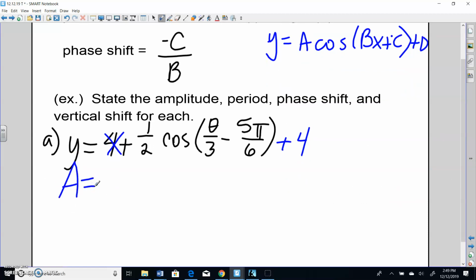Amplitude is what's being multiplied by the function. What's the coefficient of our cosine function in this case? It's a half, right? Are we going to flip? No. So there's our amplitude.